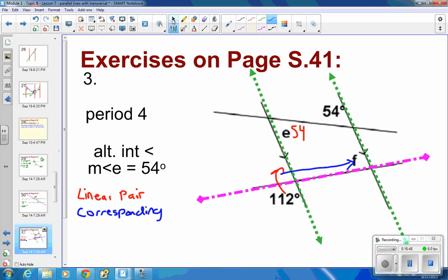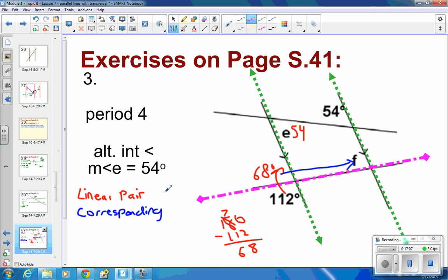Okay, so linear pair. Linear pair means that I am going to take 180 minus the 112. Borrow 1 from the 8, make it a 7. 7 minus 1 is 6. So this makes this angle right here 68 degrees.